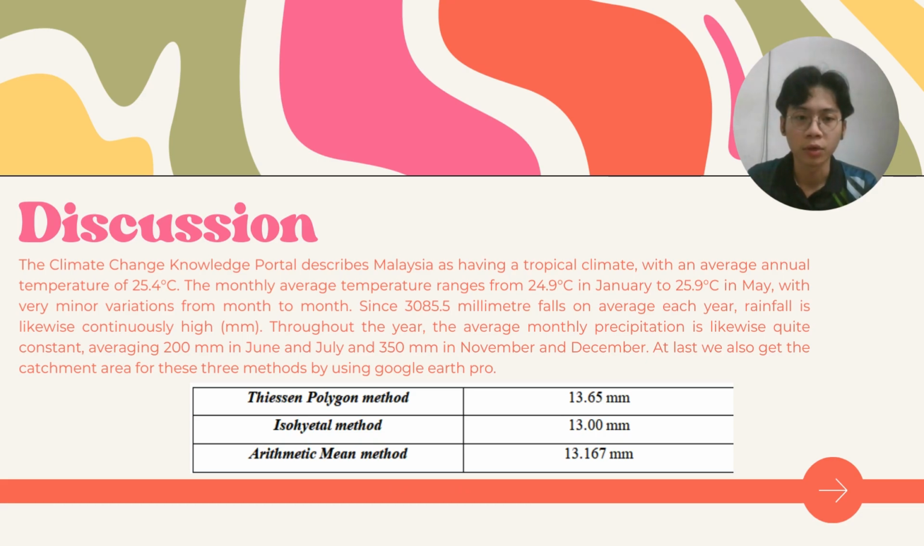At last, we also get the catchment area for these three methods by using Google Earth Pro. Thiessen polygon method is 13.65 mm. Isohyetal method is 13 mm. Arithmetic mean method is 13.167 mm.